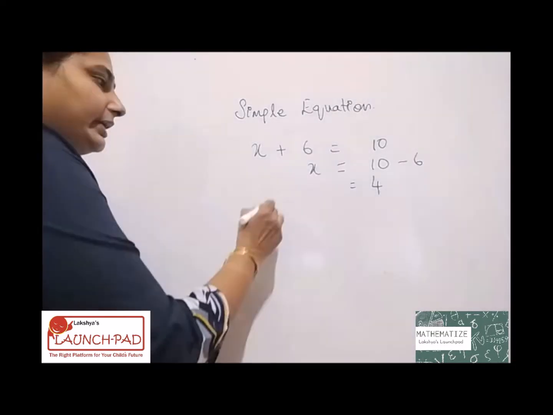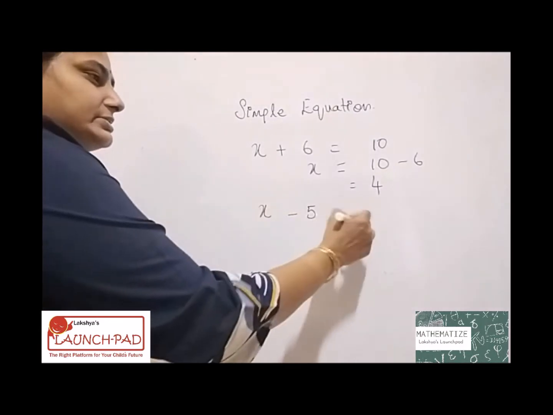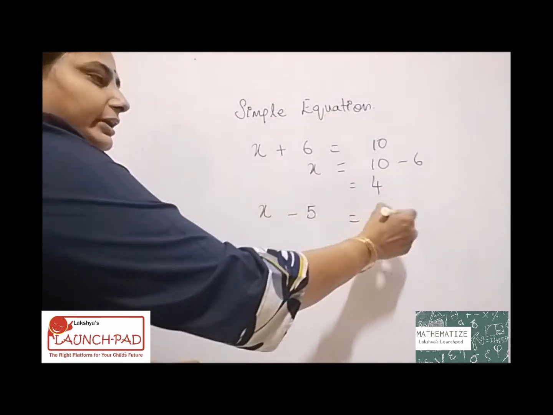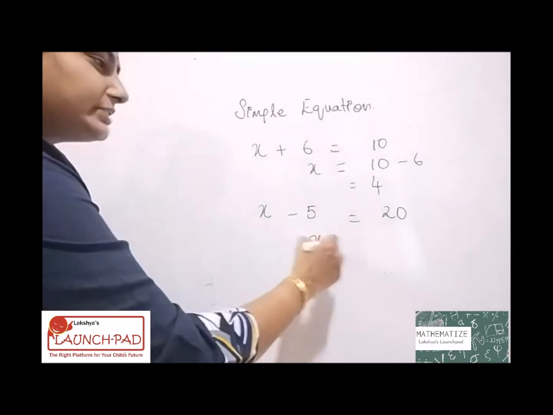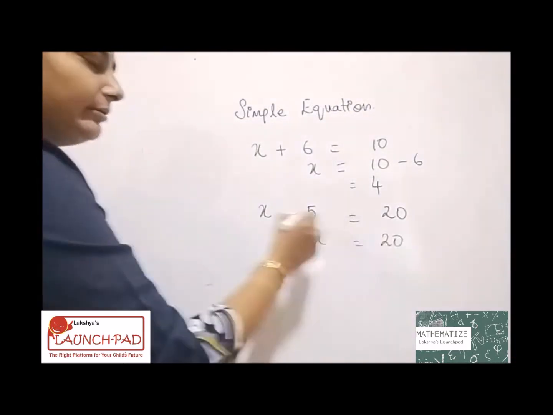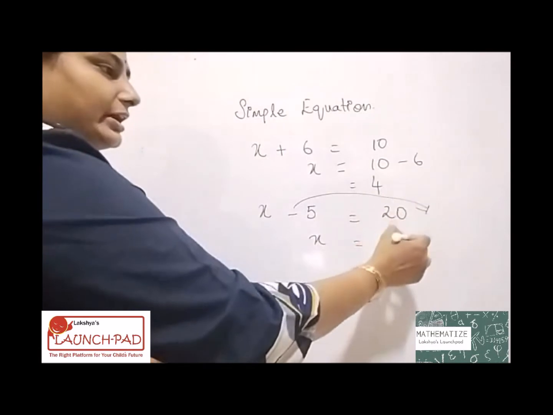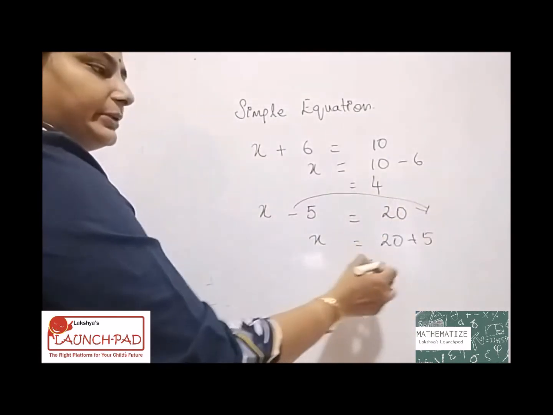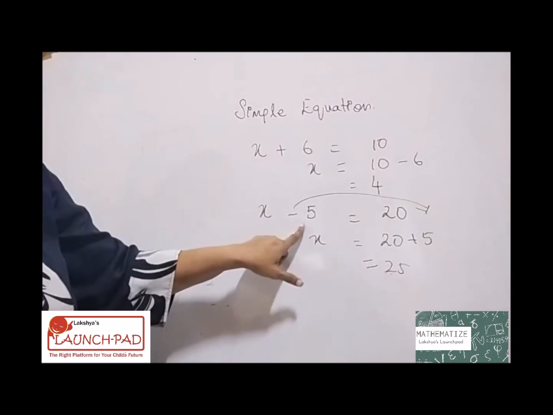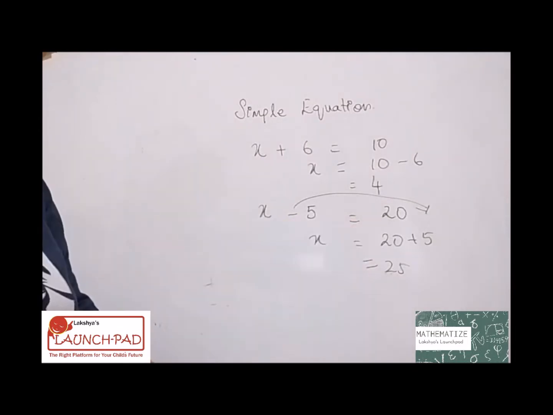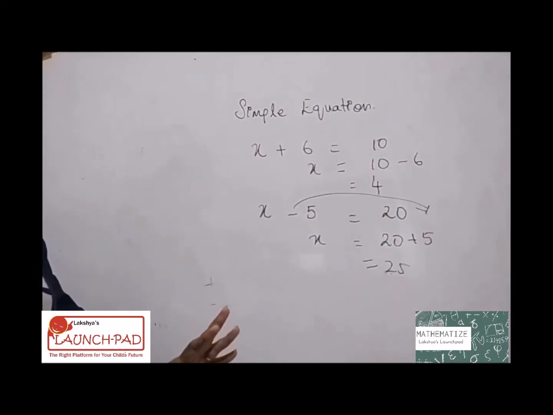See, for example, x minus 5 is equal to 20. So what happens here? X is equal to 20, and minus 5 goes here as plus 5, and it becomes 25. Now recheck. 25 minus 5 is 20. Correct? Yes, ma'am.